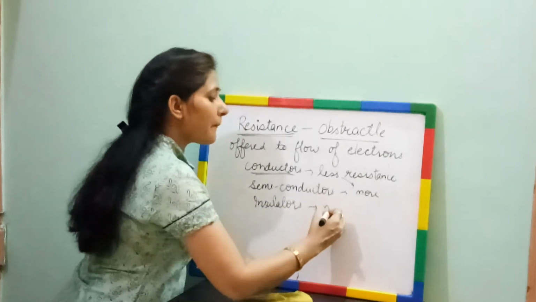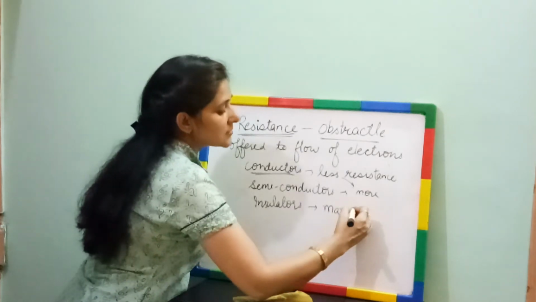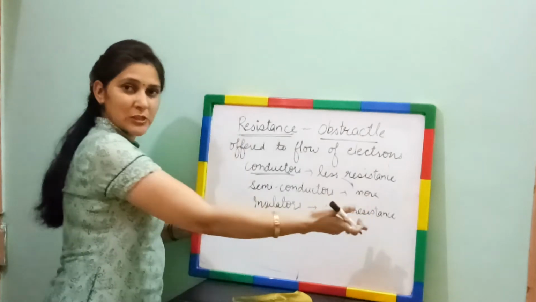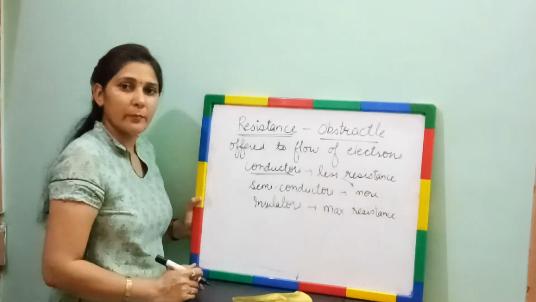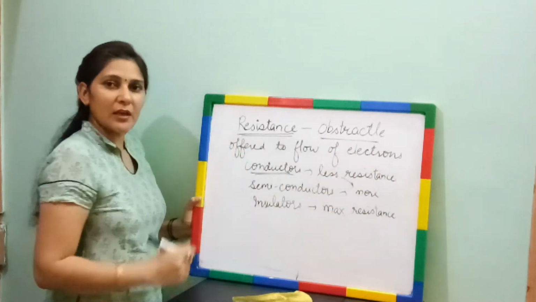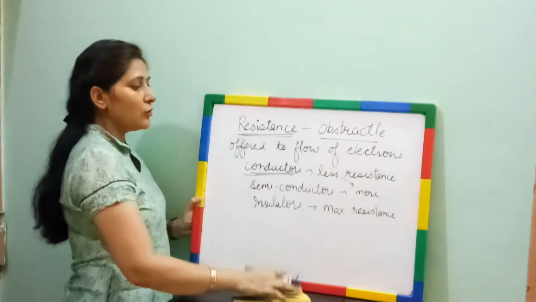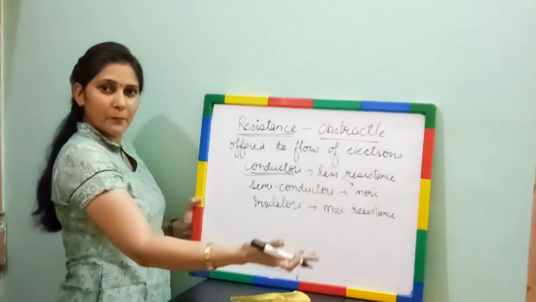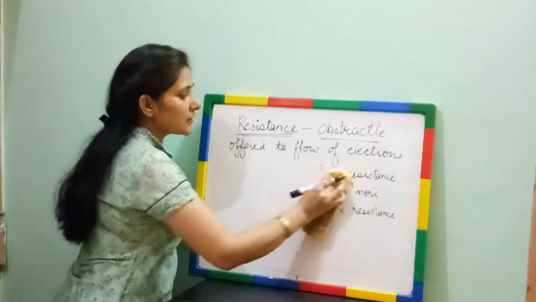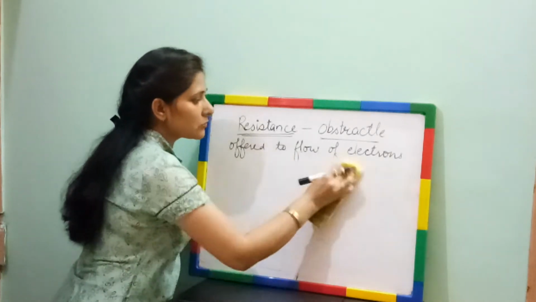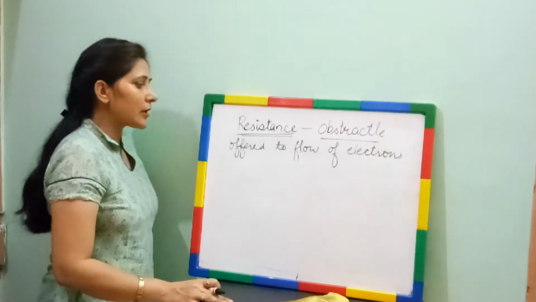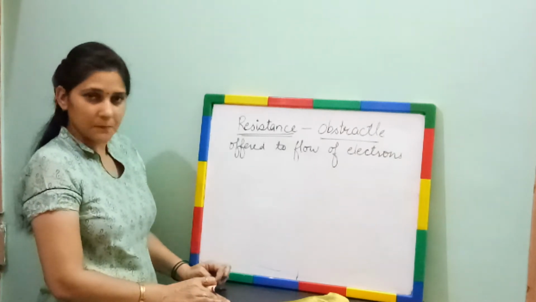insulators offer maximum obstacle, maximum resistance to the flow of charge. Hence charge is not able to flow and current is not able to flow through the insulators. So according to the definitions only, we can find out whether conductors offer less resistance, more, or maximum. Okay, so you can find out the amount of resistance offered in conductors and insulators according to their definitions only.